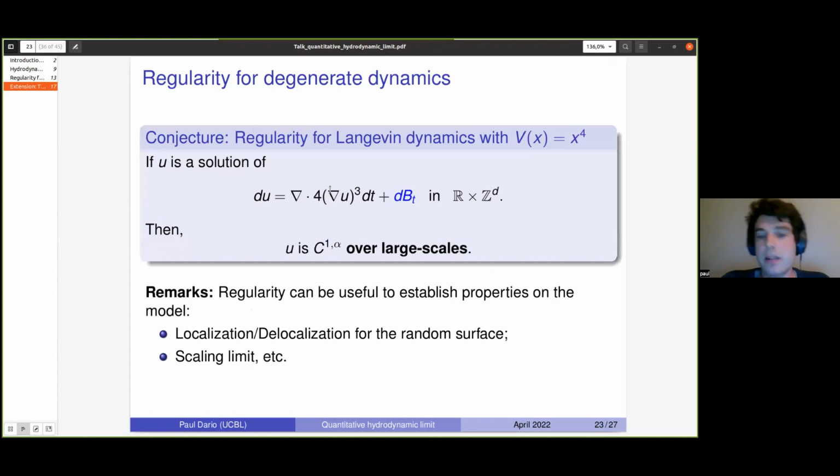So this implies, and this is what we are working on, that if you look at the solution of this dynamic, du equals divergence of the gradient of u to the cube dt plus dBt, then u should be C1 alpha over large scales. So this is purely a question from analysis. In the 5 to 10 minutes that remain, I'm going to try to tell you how these questions of regularity can be useful to establish other properties of the model, for instance localization, delocalization for random surfaces, or scaling limits.